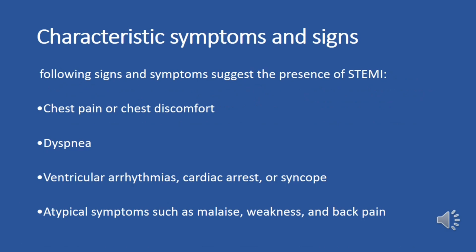What are the characteristic symptoms and signs? Chest pain or chest discomfort, which can radiate to your left arm or the jaw. Dyspnea, ventricular arrhythmias, cardiac arrest, and syncope, and there can be associated autonomic symptoms like vomiting, nausea, sweating, and atypical symptoms such as malaise, weakness, or back pain. All can be there in ST elevation MI.